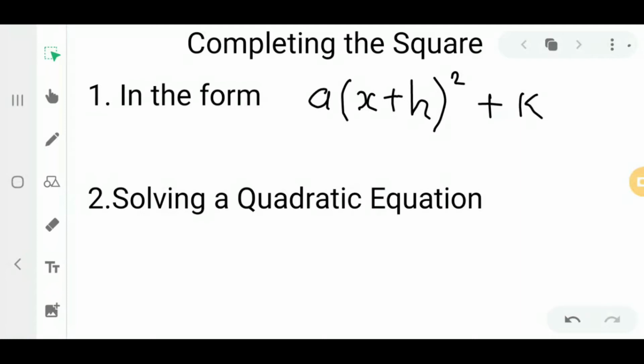Now today we'll be doing completing the square, and we're going to do two forms. So we're going to do it in the form where we have a times (x plus h) all squared plus k, and we're going to be using it to solve quadratic equations.